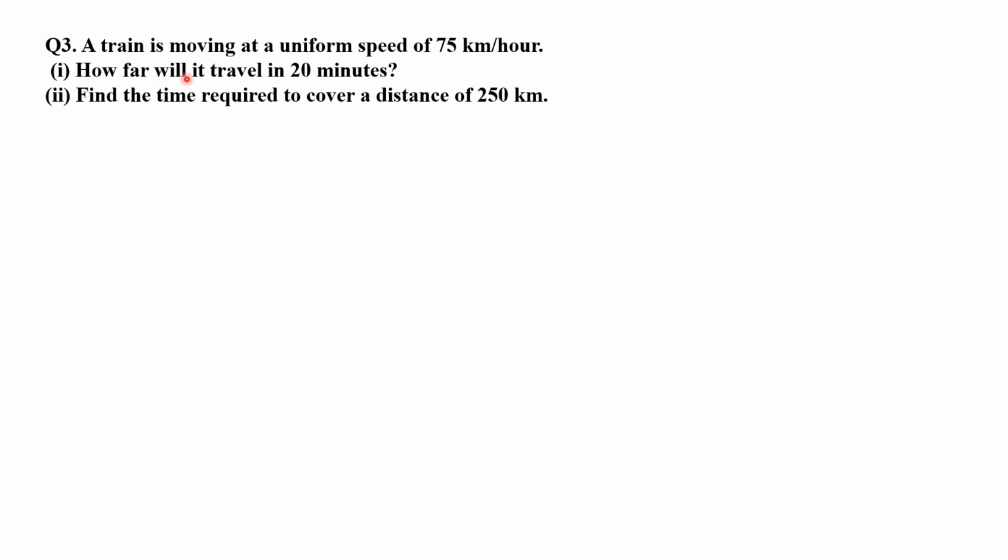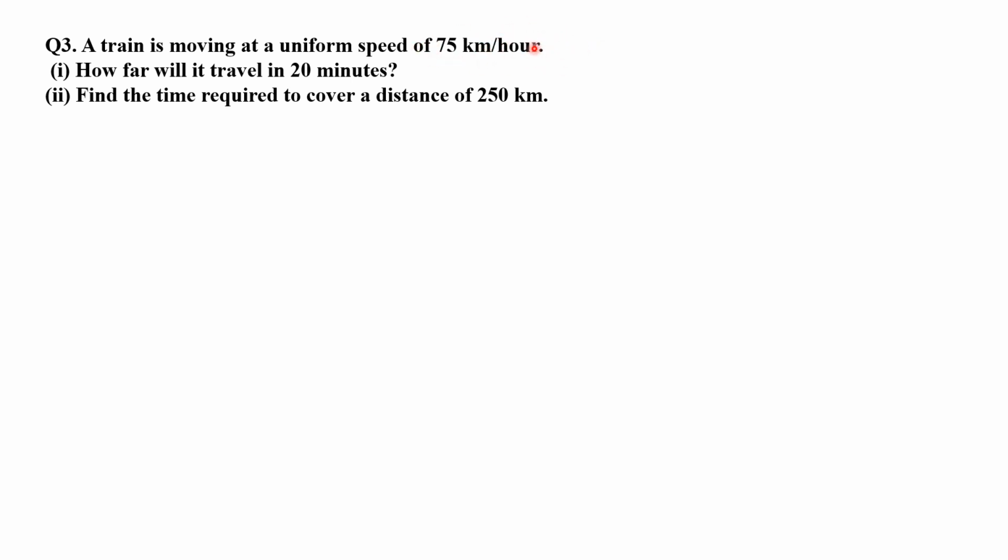Now question number 3. A train is moving at a uniform speed of 75 km per hour. First you have to find how far it will travel in 20 minutes, and then you have to find the time required to cover a distance of 250 km. It is given that the speed is uniform. What is the meaning of uniform speed? It means throughout the journey there will not be any change in the speed. There will not be any increase or decrease. It will remain the same at 75 km per hour.